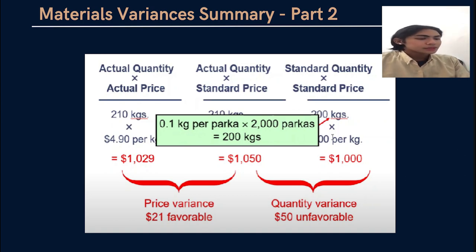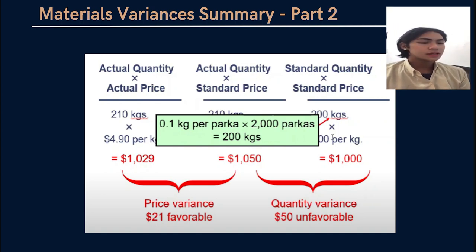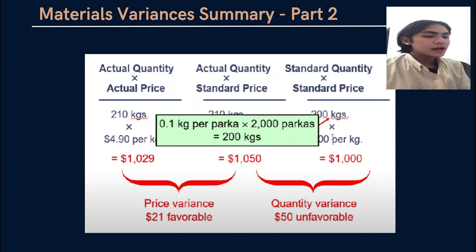Third is standard quantity times standard price. 200 kilograms times $5 per kg. Pag minultiply po natin ito is a total of $1,000. Next is, after getting these three totals, the $1,029, $1,050, and the $1,000, we need to use subtraction naman po to get the price variance and quantity variance.